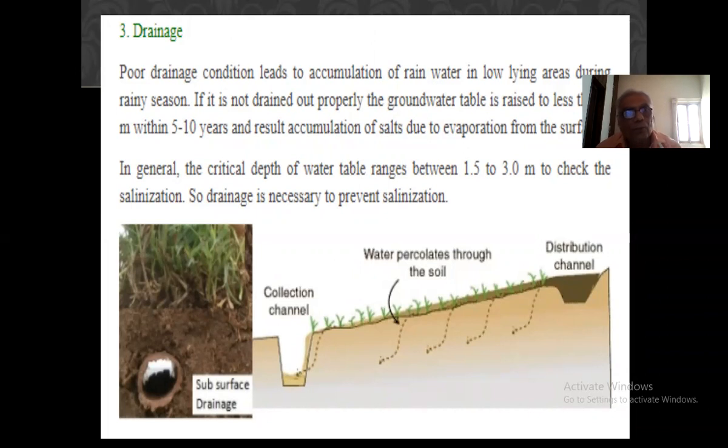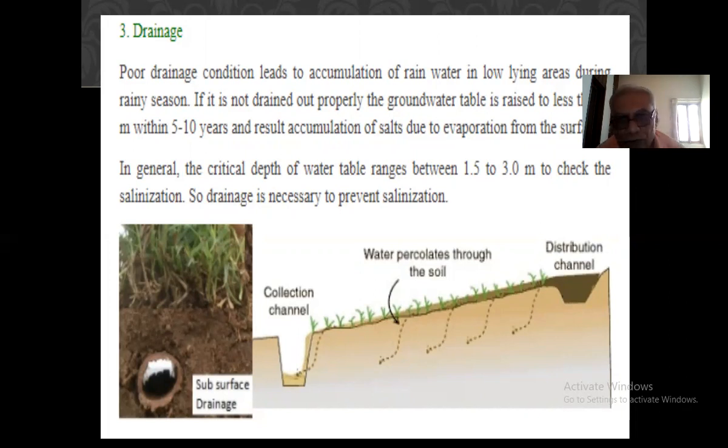If drainage is poor, then there will be poor aeration to the roots and less uptake of nutrients by the roots, and the growth of the crop is stunted. Poor drainage leads to accumulation of rainwater in low-lying areas during the rainy season. If it is not drained out properly, the groundwater table rises to less than 2 meters within 5 to 10 years, and results in accumulation of salt due to evaporation from the surface.